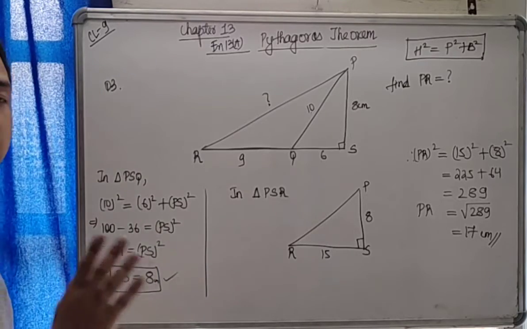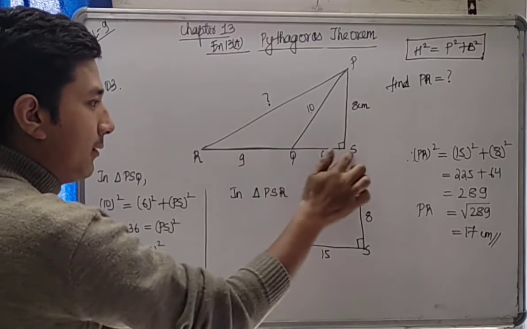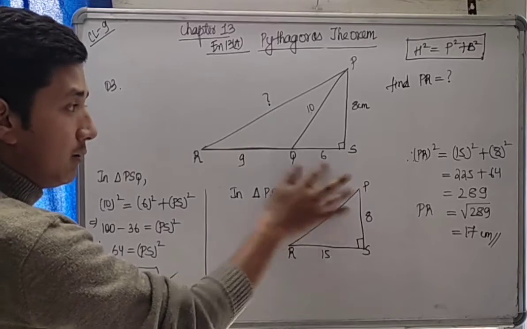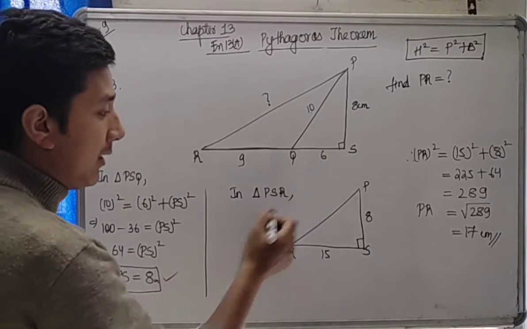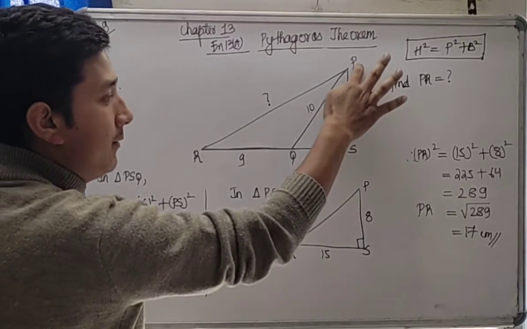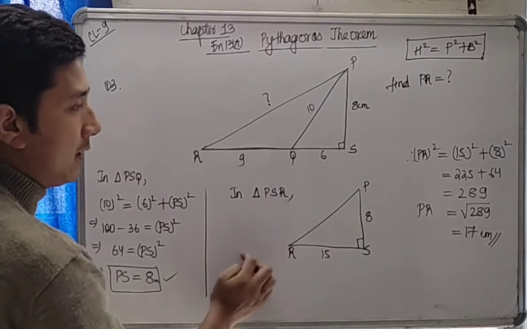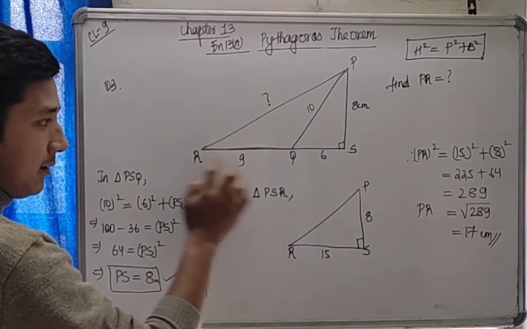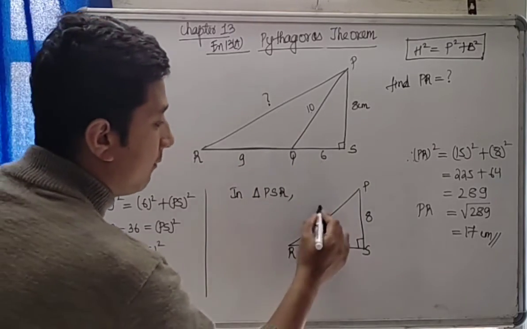So the moment I get PS is 8, and what is RS? RS is 9 plus 6, so 9 plus 6 is 15. Therefore now I'm getting a bigger triangle. Now in triangle PSR, take this triangle, boys, PSR. PS we got, it is 8. SR is 9 plus 6, 15, and this is what we need to find, PR.